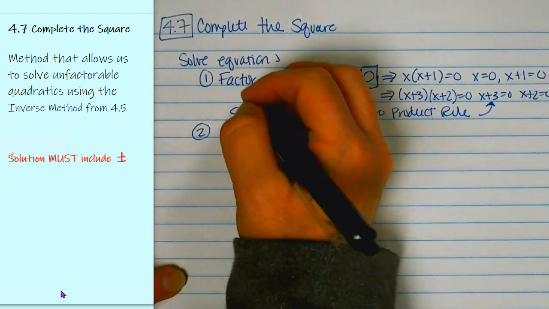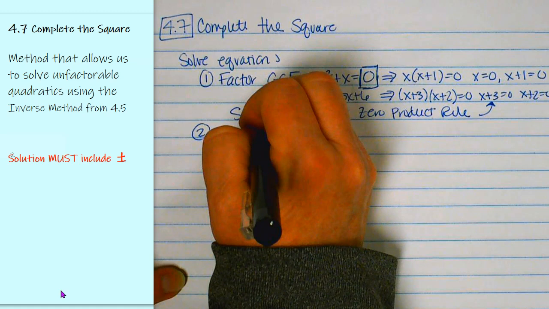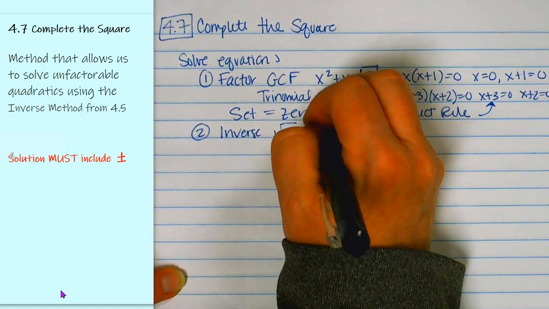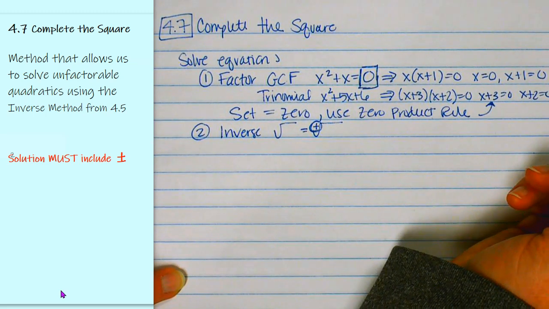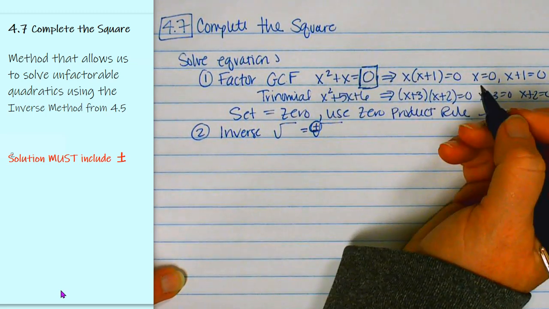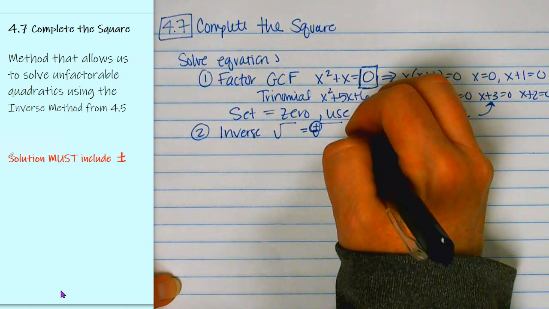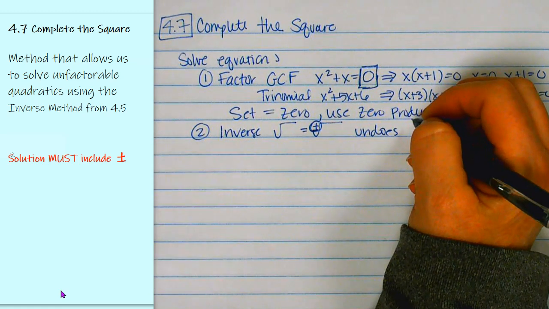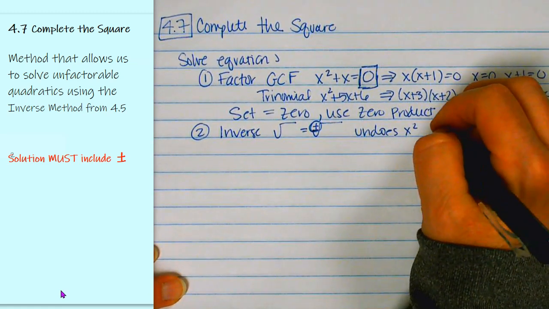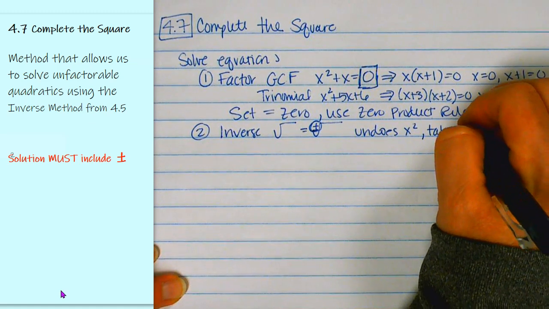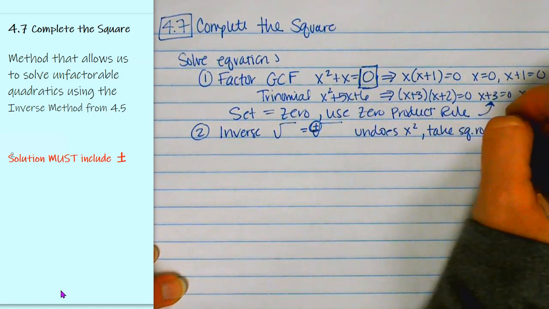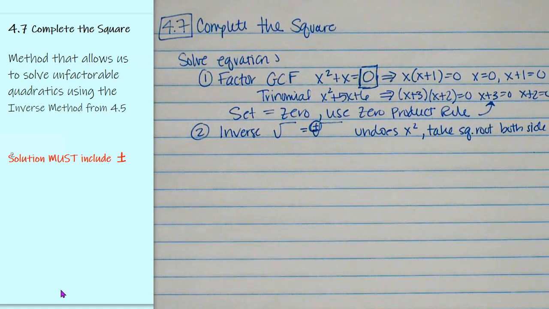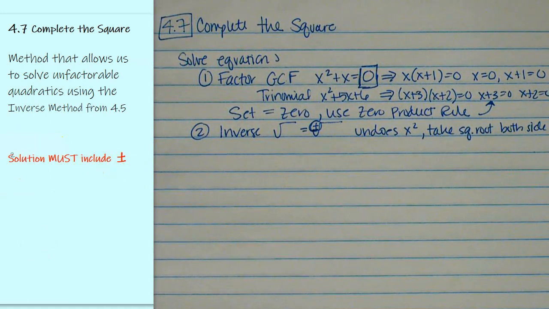2, we know we can use the inverse method, which is to take the square root of both sides and put plus or minus so that we get two answers. It's hard to see the minus there, but it's there. So the inverse method undoes x squared because we take the square root of both sides. Okay, and I haven't written in my description over here, solution must include plus or minus.